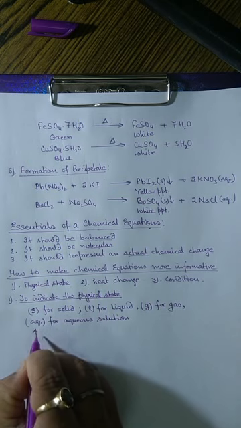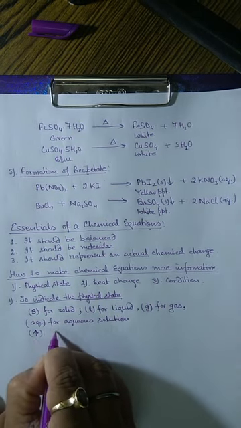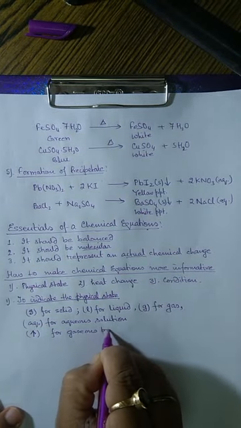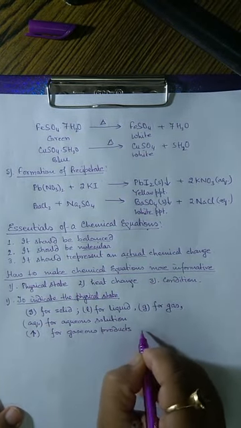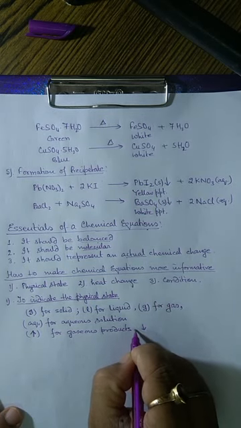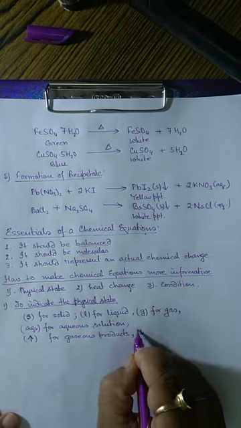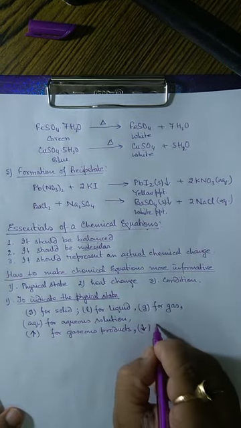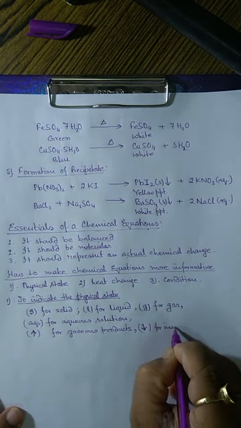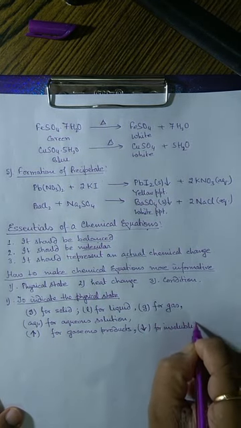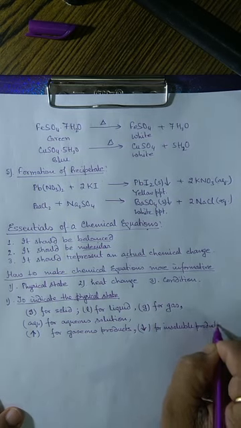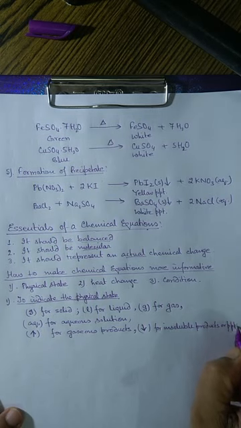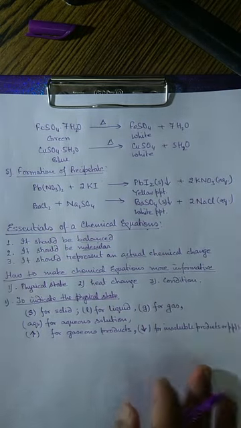An upward arrow is used for gaseous products, and a downward arrow for insoluble products. Insoluble products are also called precipitates. This is the first way.